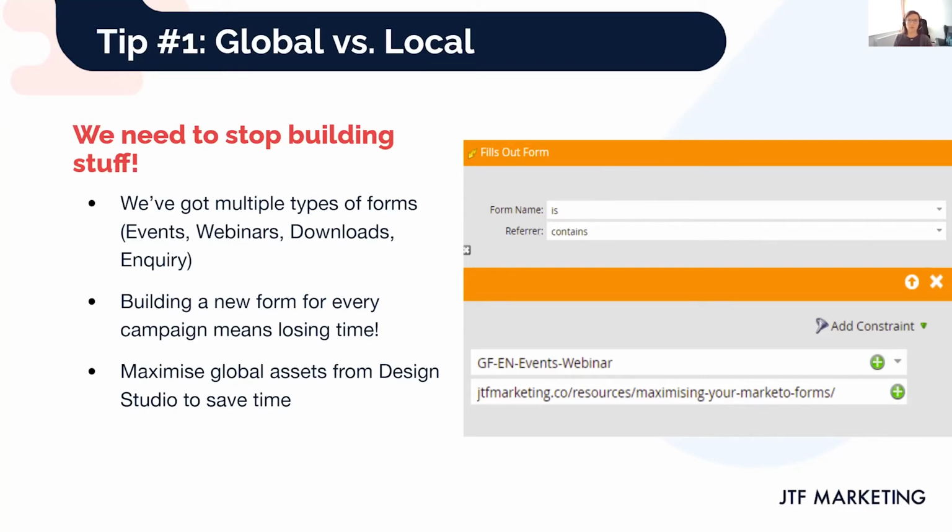In order to figure out which page relates to which webinar, we're using the constraint in the fills out form trigger step. And depending on where that form actually lives, whether it's on a Marketo landing page or an external web page like your website, you can use either referrer or web page as a constraint. And that's where you'll put in the URL where the form actually lives. And that allows you to understand very easily, and Marketo will be able to do that very easily for you, who registered for what webinar.